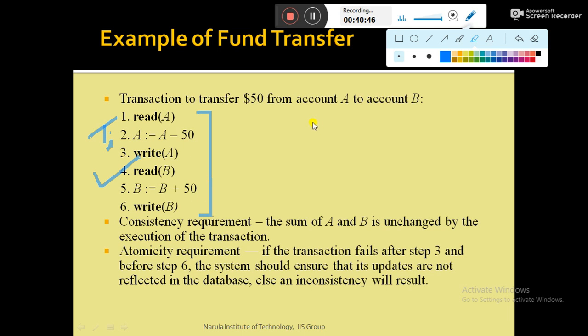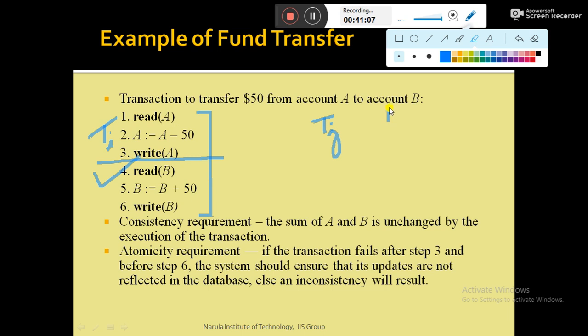Suppose another transaction is tj. Transaction ti starts executing first, so the first three statements are already executed.